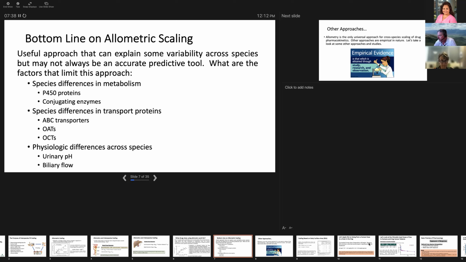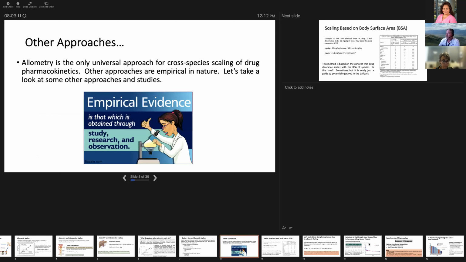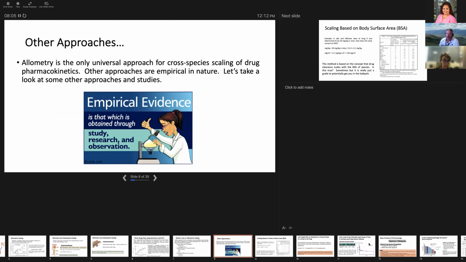There are also species differences in transporter proteins, organic anion and organic cation, and physiologic differences that you don't really think about: urinary pH, gastrointestinal pH, biliary flow, and blood flow to certain organs can be different. So there are a lot of things that can really alter the ability to just scale using allometry. What I'm going to talk about for the rest of this discussion is that empirical data will really help you get the rest of the way.